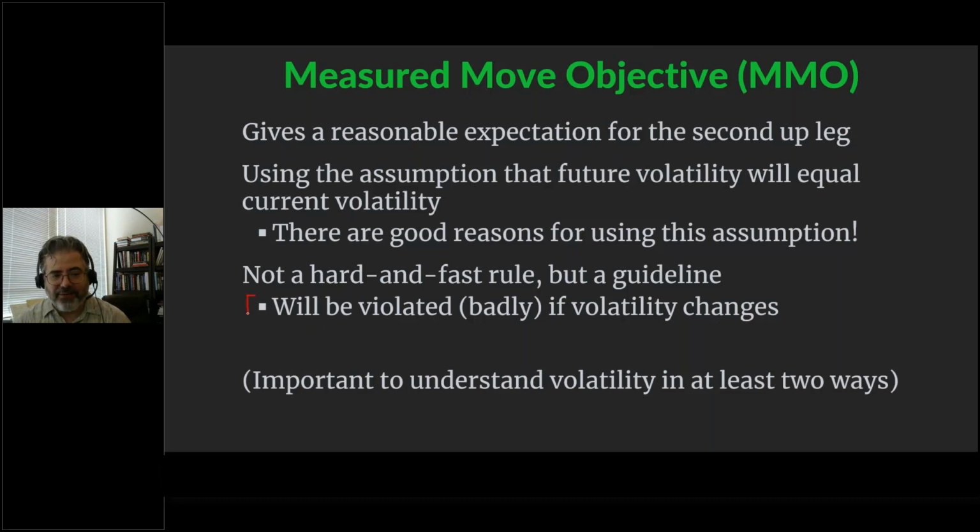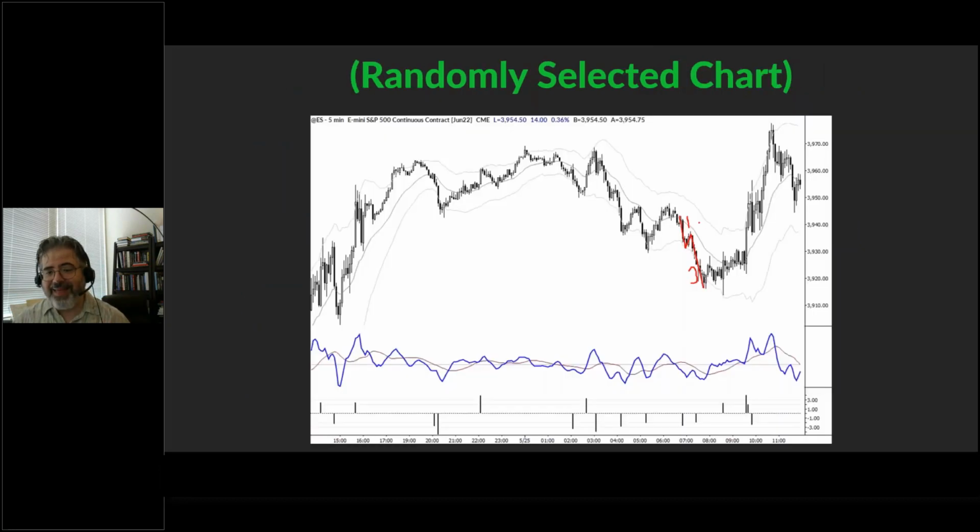This is the key here, and this probably should be in orange text or something. The measured move objective will be violated, will be wrong, if volatility changes. And that's what happened here. That's why this leg is longer: because volatility increased. And here's another case where it worked reasonably well.